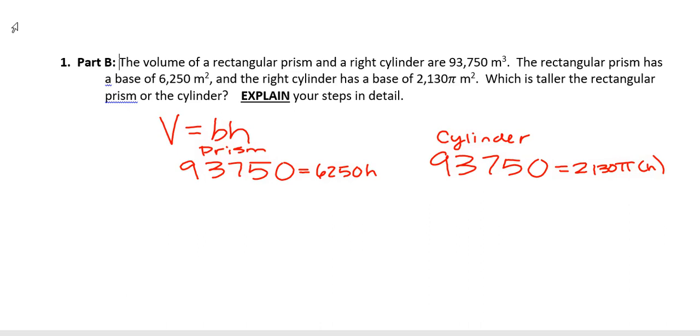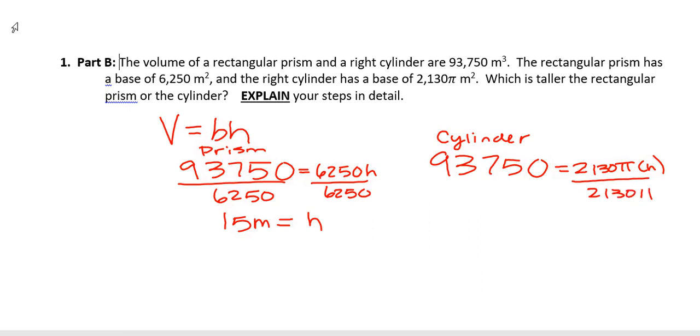So we're going to divide both sides by 6,250 here. And when we do that, our height for our prism is 15, and that would be meters. Over here, we're going to divide both sides by 2,130 pi, and you can actually put that in the calculator just like that. When we do this, it tells us that the height is equal to 14. So obviously it says which is taller. Our rectangular prism is taller because it has a height of 15.